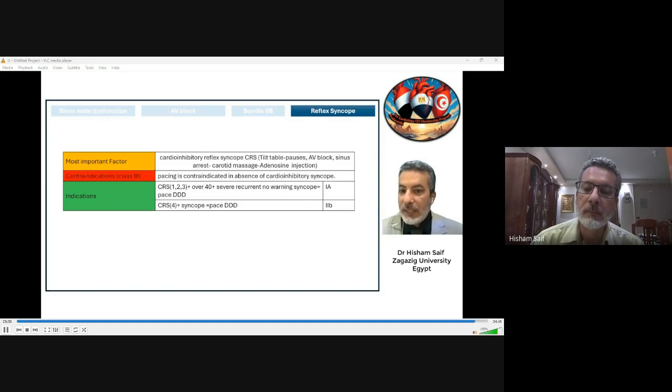In this patient, a DDD pacemaker with a rate drop response is indicated as class 2B.